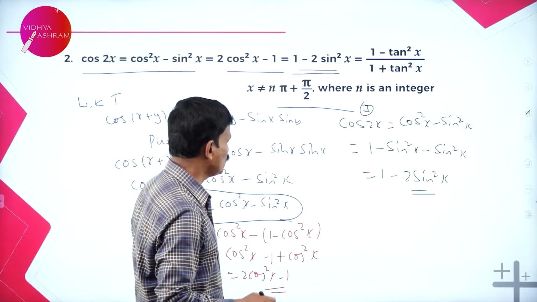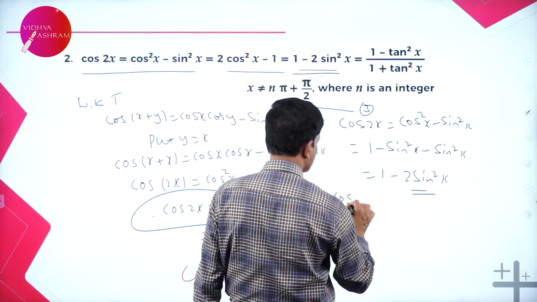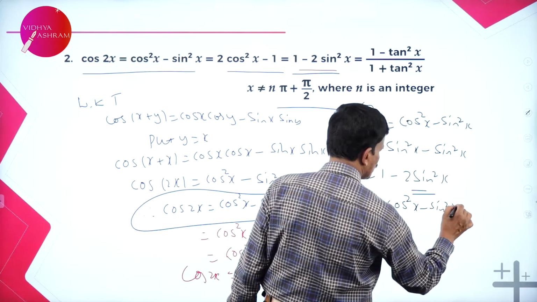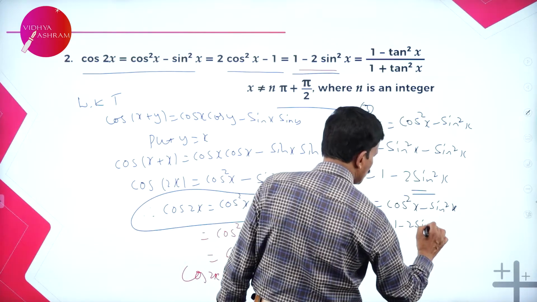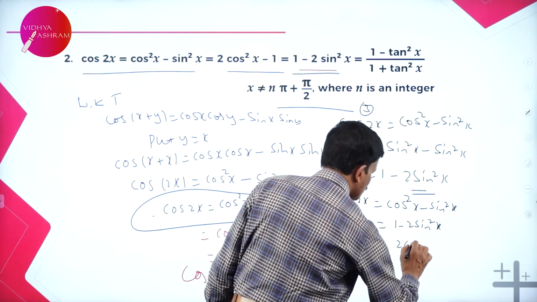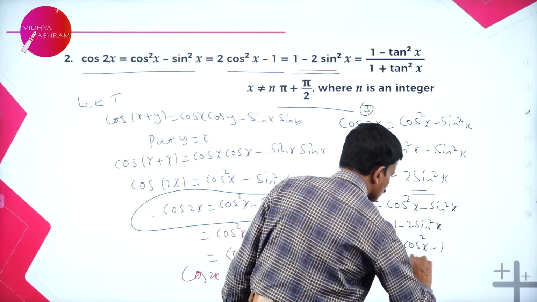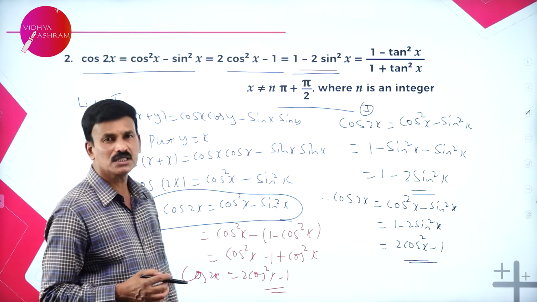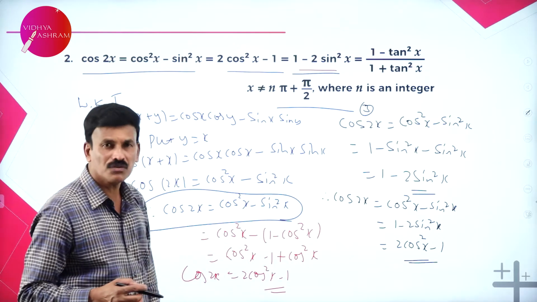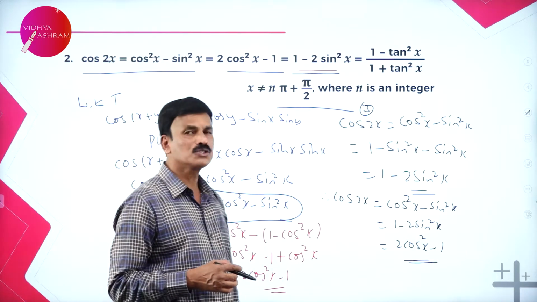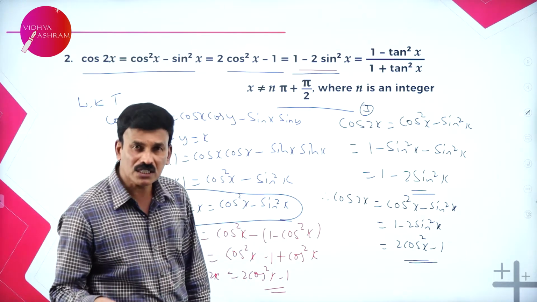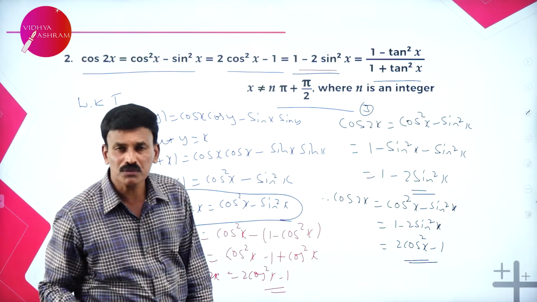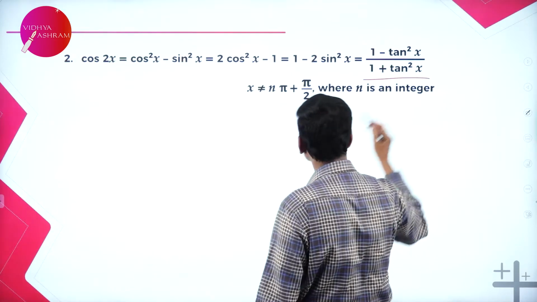So in total we can write, therefore cos 2x can be written as cos square x minus sin square x, or that is also equal to 1 minus 2 sin square x, or that is also equal to 2 cos square x minus 1. These are the 3 important formulas again. Further, one more relation is there, that is also equal to 1 minus tan square x divided by 1 plus tan square x.